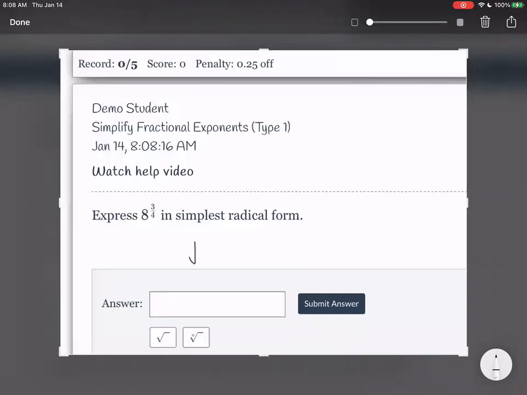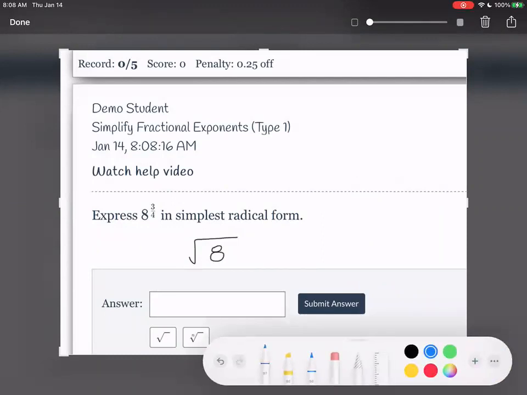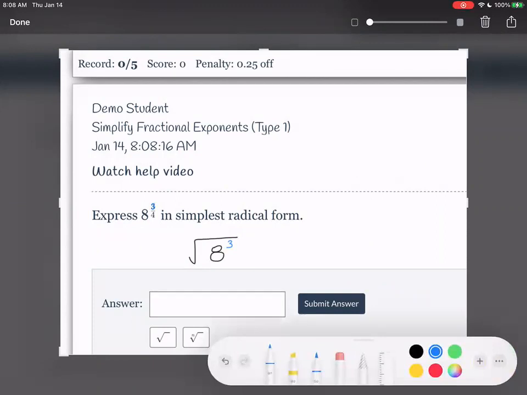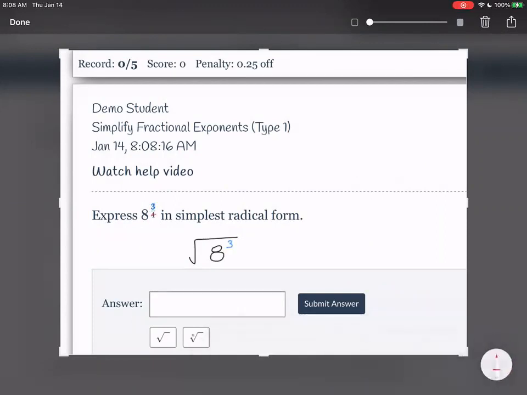So I'm going to draw my radical, and I'm going to put the 8 inside of it. And then, change my color, this 3 on the numerator of your exponent, that's going to be over here inside your radical. The new exponent's inside your radical. And the 4, the denominator of the original exponent, becomes the radical number, so the root number. So now we're doing a 4th root of 8 cubed.